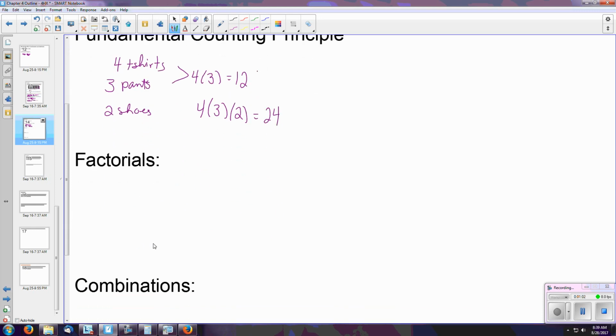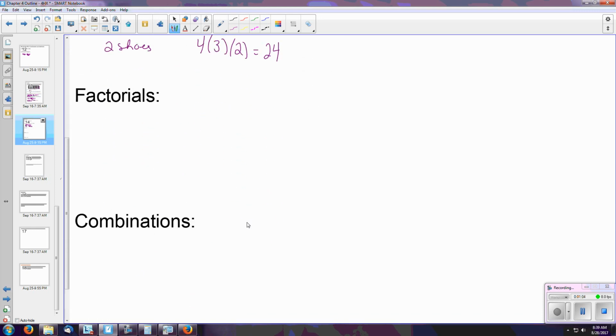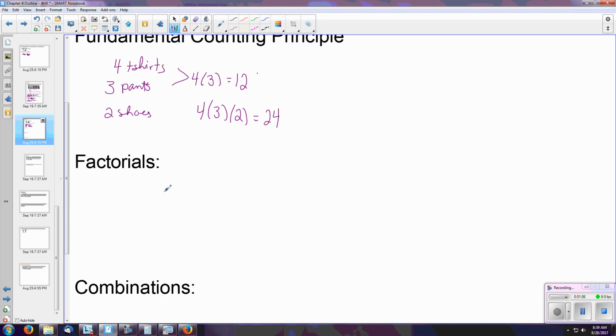Factorials are very similar to permutations, which we'll talk about in a few minutes, however a little bit different. A factorial takes some number of items, let's call them n, and says starting with that number you're going to multiply by the number before and keep descending. So it's n minus 1, n minus 2, n minus 3, and so on and so forth, until we get to 2 and 1.